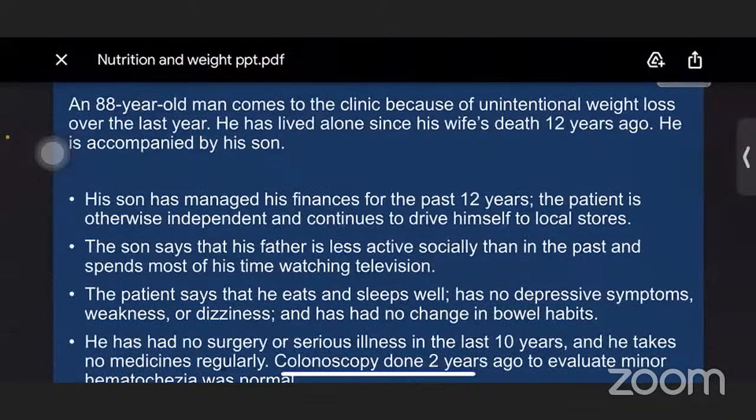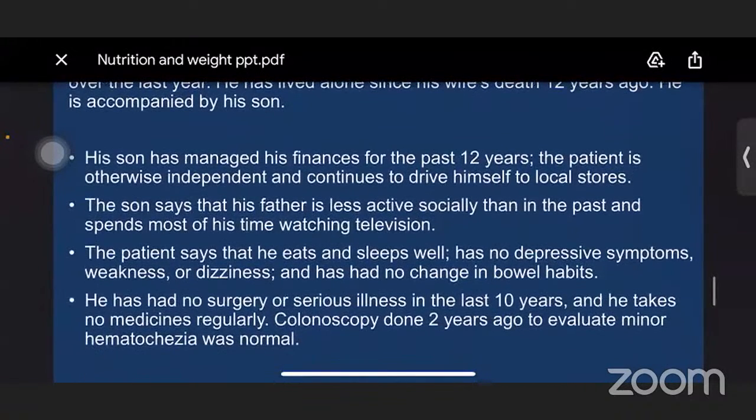So coming to cases, there is an 88-year-old man who comes to the clinic because of unintentional weight loss over the last year. He has lived alone since his wife's death 12 years ago. He's accompanied by his son, who has managed his finances for the past 12 years. The patient is otherwise independent and continues to drive himself to local stores. Son says that his father is less active socially than in the past and spends most of his time watching television.